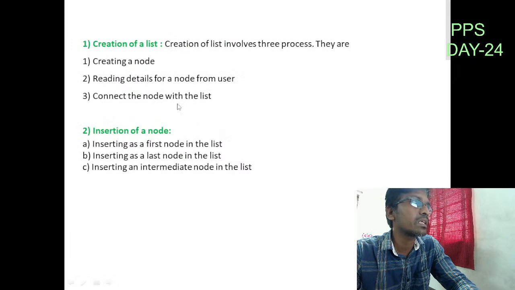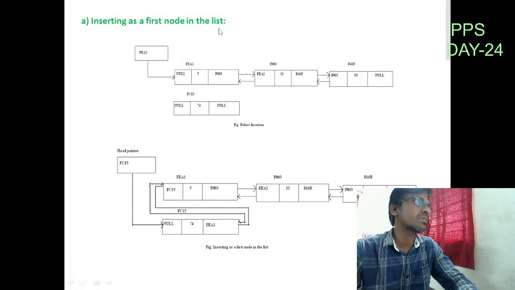So how are we going to create a double linked list? First we need to create a node. That means you can take one node named temp node, and we create nodes by reading the details from the user and connecting the node to the list. And the next one is insertion. The insertion of a node can be done in three ways: inserting as a first node, inserting as a last node, or inserting as an intermediate node in the linked list. Now this is an example.